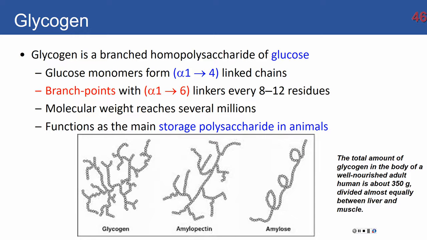And then the molecular weights can reach several millions. These are enormous molecules. They're huge. And these are the main storage polysaccharide in animals. So here's an example of glycogen, and you're comparing it to amylopectin and amylose, which together form starch. Just keep in mind that the normal amount of glycogen in the body of a well-nourished adult is 350 grams, divided between the liver and the muscle primarily.